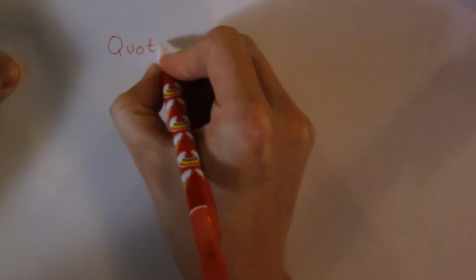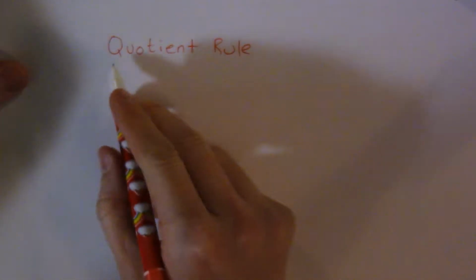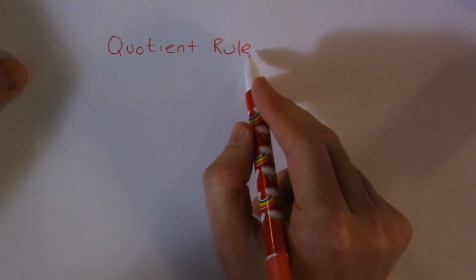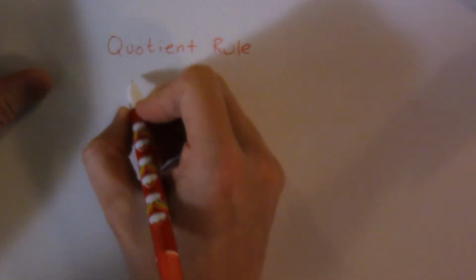This one is on the quotient. I never spell quotient right. Let's see if I get it right. On the quotient rule. So this is probably one of the derivative rules that my students find the hardest. So I try to give them a little trick to try and remember how to do it. So I'm going to show you my little trick.